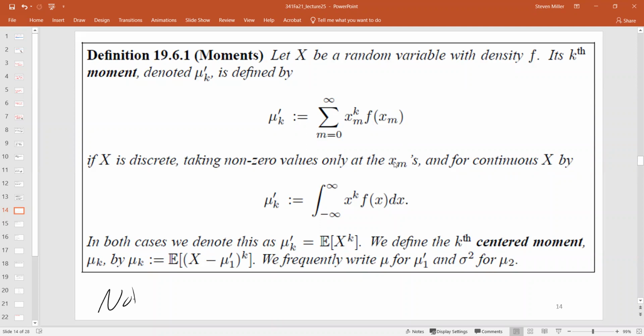So note, mu1 is just 0, mu1 prime is just the mean. And so what we're basically saying is, let's just adjust our distribution to have mean 0. And then we're just calculating things from this. Okay? So the kth moment is just the expected value of x to the k. Any questions on the definitions?